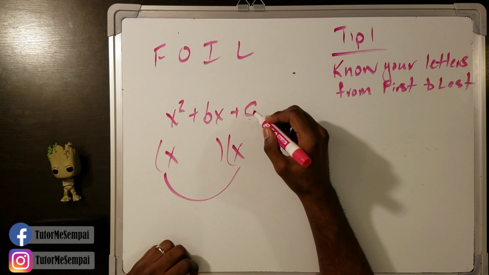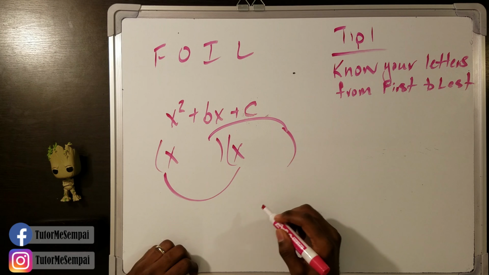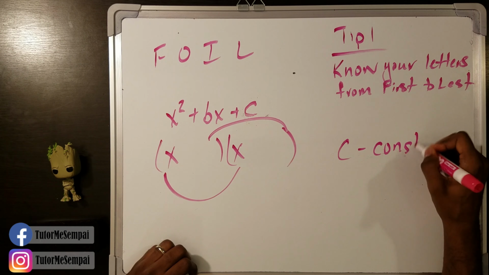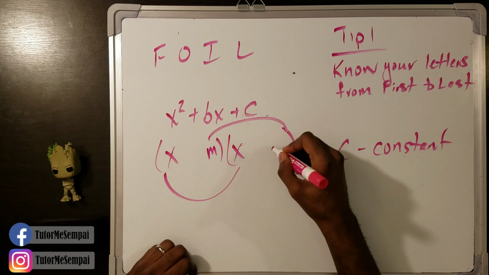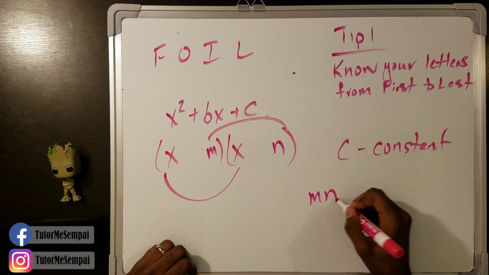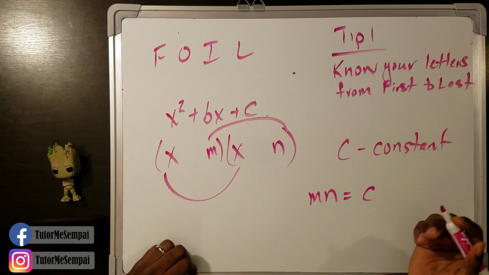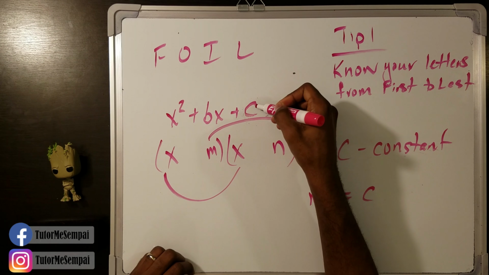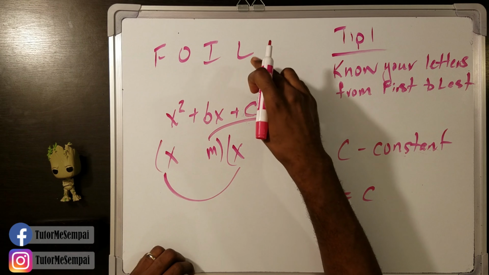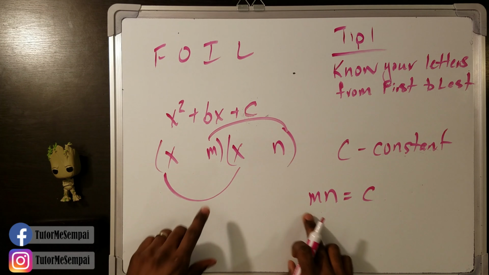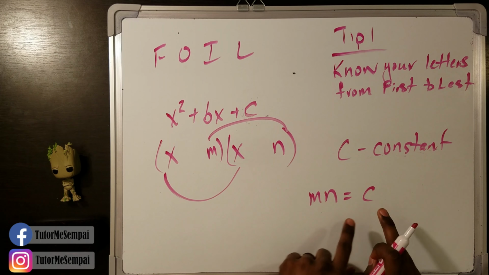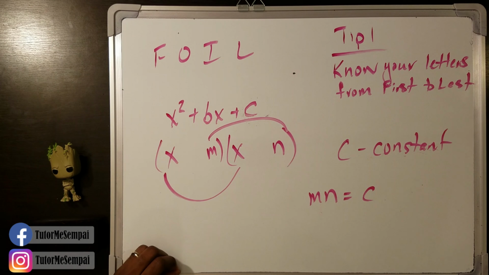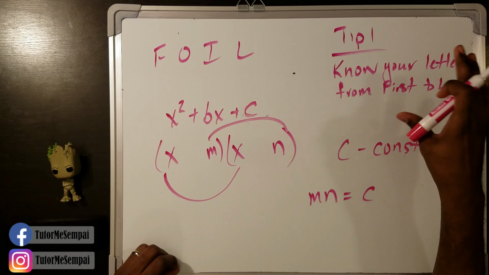So notice your last is going to be something like that when you're FOILing. However, if this C is a constant, then you know if you have an M and an N here, M times N is going to have to equal C. So when you're setting up your factors in this form and you have this C constant, understanding that the L in your FOIL is going to require you to multiply these two constants together and they have to equal that C. Understanding how to use your FOIL without necessarily having to do your FOIL, that is what this tip 1 means.